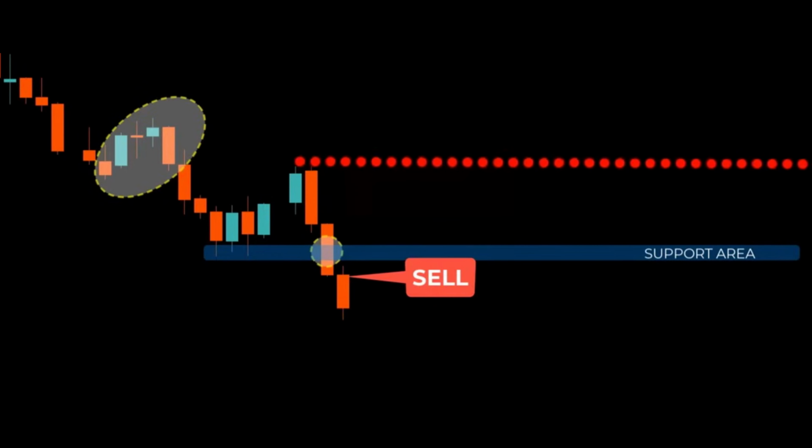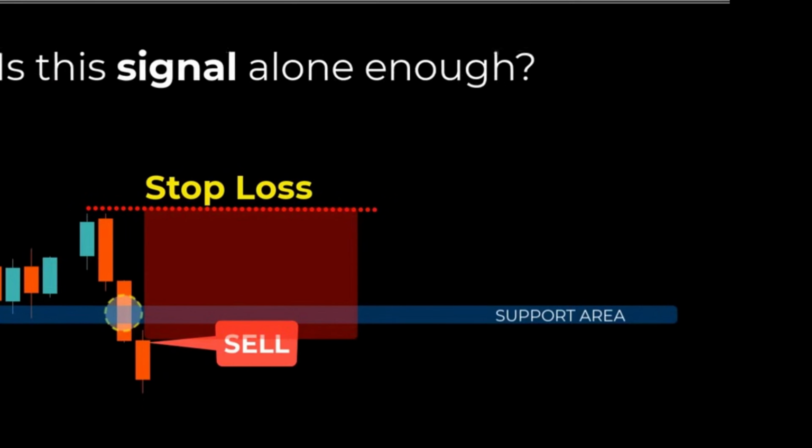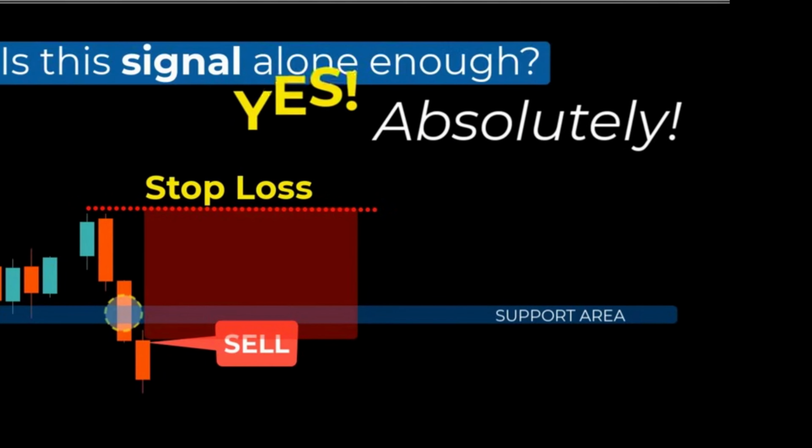Now when you see this exact setup, a bearish breakout bar with a strong body and almost no wick, you should immediately enter a sell position on the next candle's open. And of course, set your stop loss at the nearest swing high to protect your trade. Now, is this signal alone enough? Yes, absolutely. This is already a high probability sell setup. But wait, let me show you why this signal is even more special.